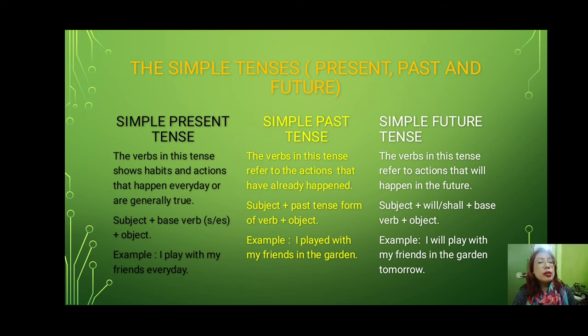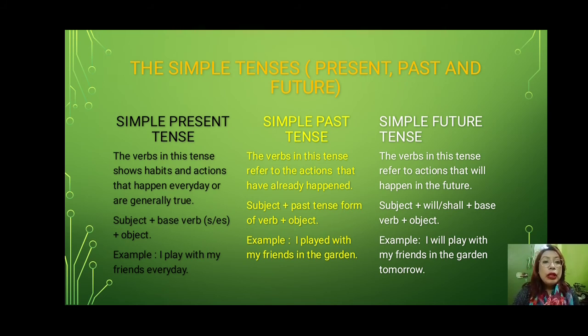If the subject is singular, we add what, s or es, right? So to match the subject. So subject plus base form, s or es form, plus object. So let us see one example of simple present tense.